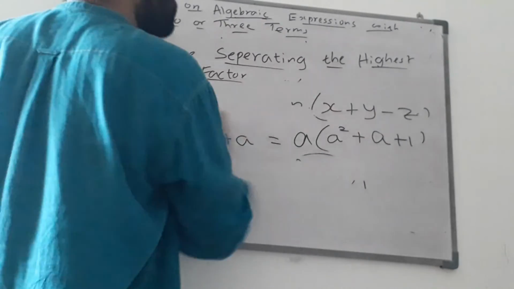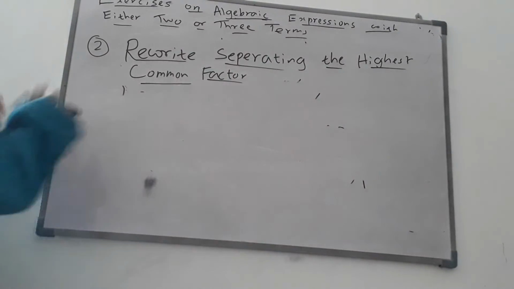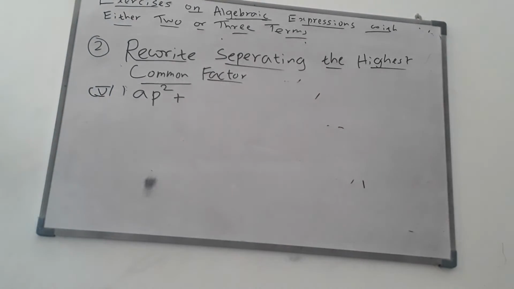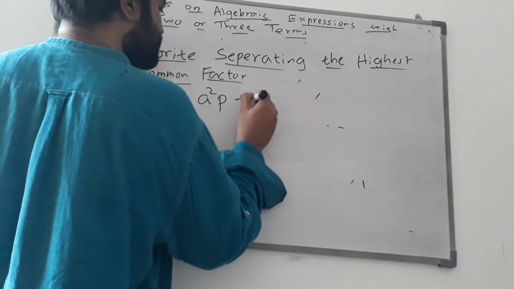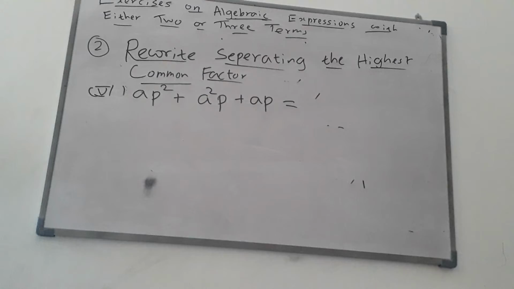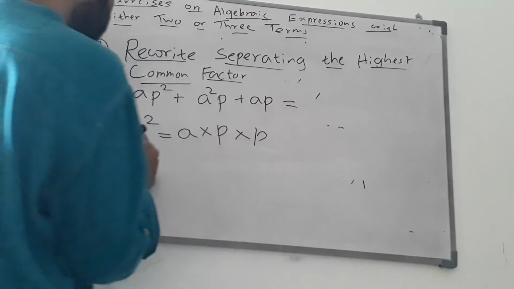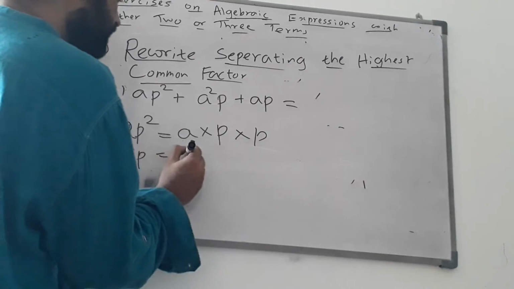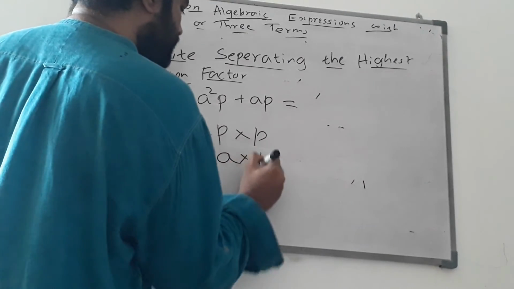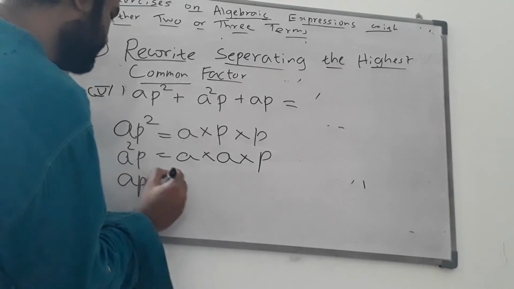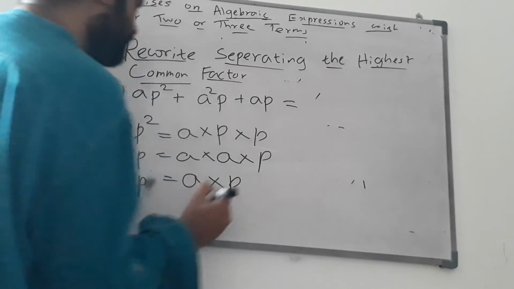Next question. Fifth question. AP squared plus A squared P plus AP. Okay, AP squared, I am going to write it like this: A times P times P. A squared P can be written like A times A times P. AP can be written like A times P.